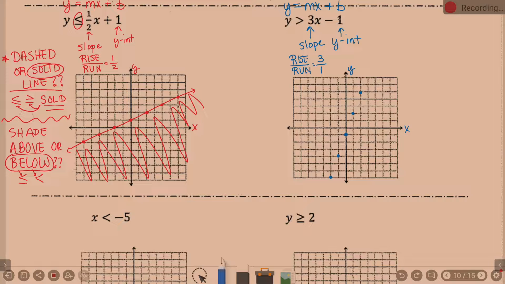So is the above or below based on the y-axis? Not the y-axis, the x and y where they intersect. No, it's the sign, greater than or equal to. Your line's not ever curved.